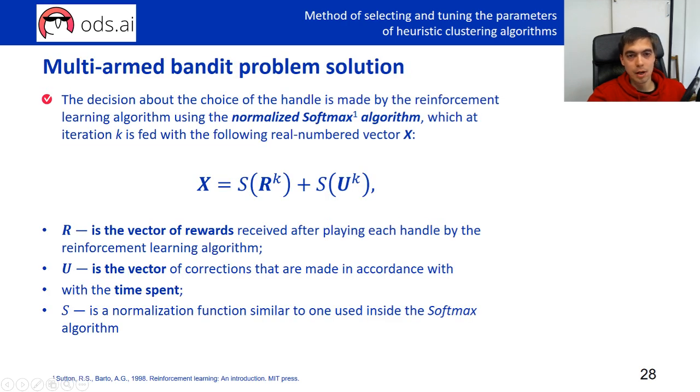So let's move forward. An important part of the proposed method is the solution of the multi-armed bandit problem. That is the determination of the strategy for making a decision on the choice of the next handle. So what strategy should we apply to choose the next handle on each iteration? It is proposed to use the so-called normalized softmax algorithm, which takes into account both the vector of rewards that we call R from all the handles at each iteration, and the vector of time corrections that we call U.